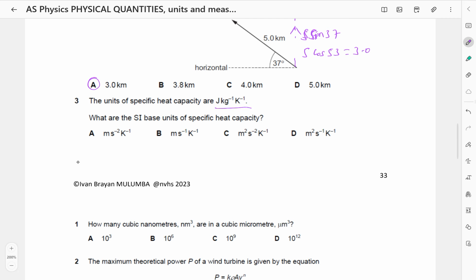The units of specific heat capacity are joules per kilogram per Kelvin. What are the SI base units of specific heat capacity? We just change the joule, the rest are SI. The joule is the unit of work done, which is energy, so that is kilogram meters squared per second squared. Then times per kilogram times per Kelvin. So per kilogram cancels with the kilogram, and you remain with meters squared per second squared per Kelvin, which makes our answer C.